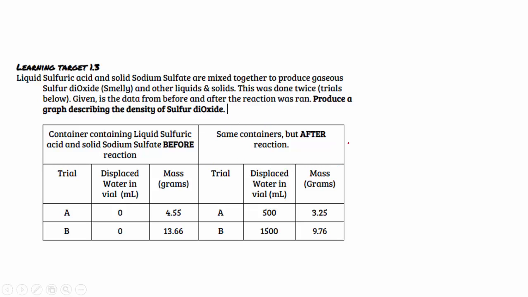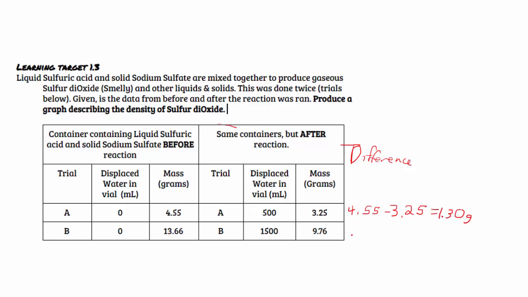So let's head over here, write down the difference between the two. So the difference for A is going to be 4.55 minus 3.25. So that equals for A, 5 minus 5 is 0, 5 minus 2 is 3, and 4 minus 3 is 1. So 1.30 grams, because it says grams right up here in the mass.